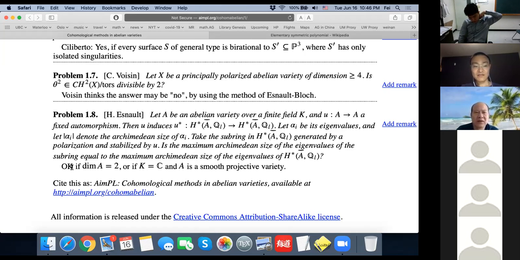So if the dimension is 2, it is okay by their result, which proves the dimension 2 case, in particular for abelian surfaces. If K is C and A is a smooth projective variety, this is true just by some Hodge theorem and linear algebra.